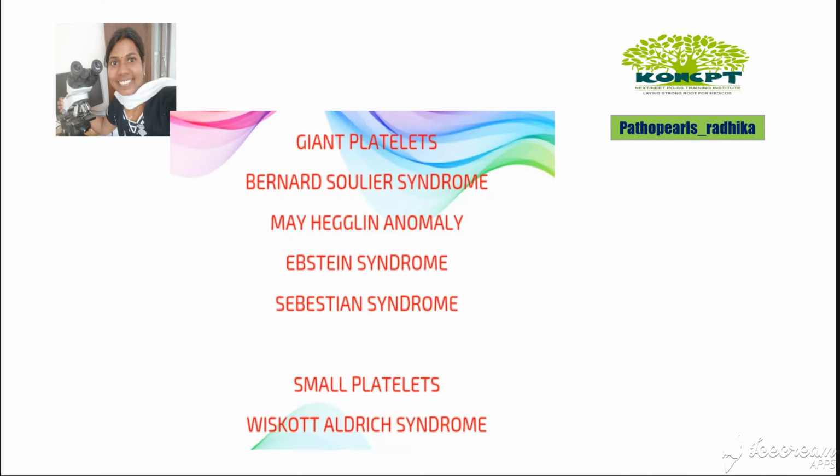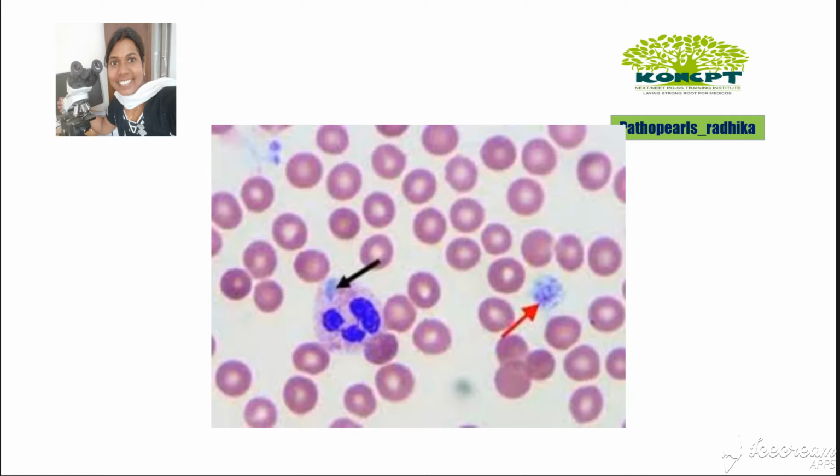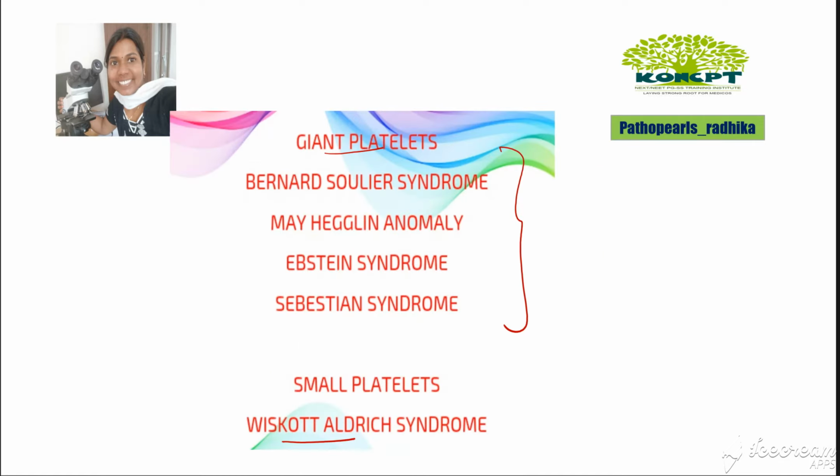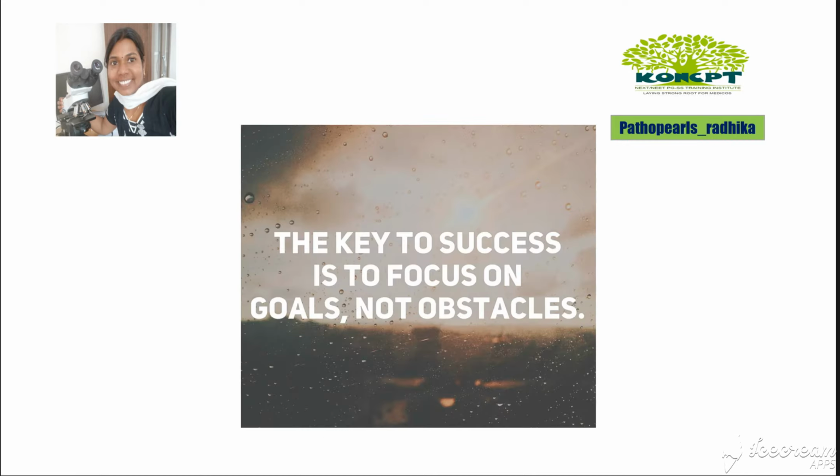Now I told giant platelets, it can be seen in other conditions. Bernard-Soulier, May-Hegglin, Epstein and Sebastian, and small platelet is seen in Wiskott-Aldrich syndrome. So this is May-Hegglin anomaly. You have giant platelets with inclusions in leukocytes. Okay. So giant platelets are usually seen due to MYH9 gene mutations.